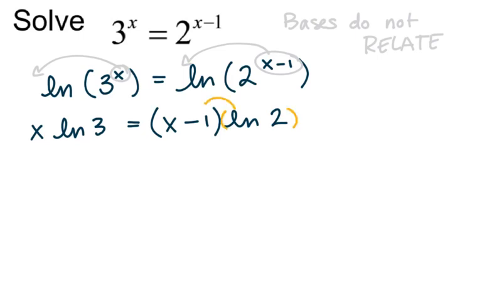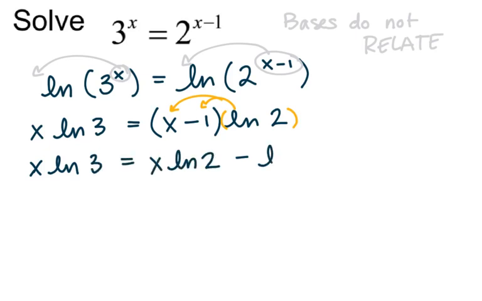Now, natural log of 2 is multiplied by both of those, so this is where I will distribute. I have x times the natural log of 3 equals x natural log of 2 minus 1 natural log of 2. Of course, I don't need to write that invisible 1 there. It's understood. So at this point now I have x's on both sides of the equation. So I want to collect those x terms both to the same side. So using my additive property for equations, I'm going to subtract x natural log of 2 over to the left side.